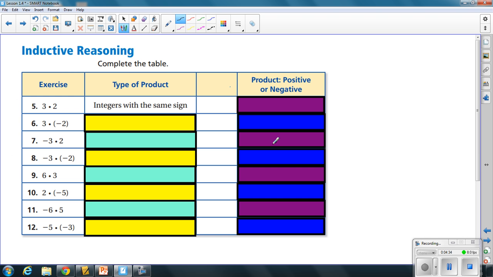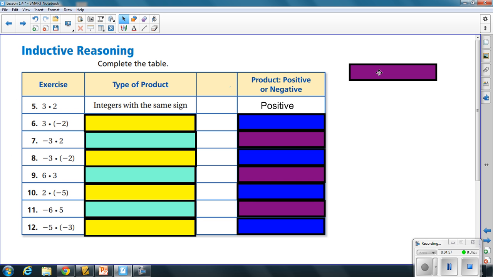I'd like for you to write these examples down in your notebook. Please make sure this following chart is in your notebook. It will be part of your grade. There are 3 things that are expected: the problem, the type of product. You're going to tell me if it's integers with the same or different sign, and if the result is going to be positive or negative.